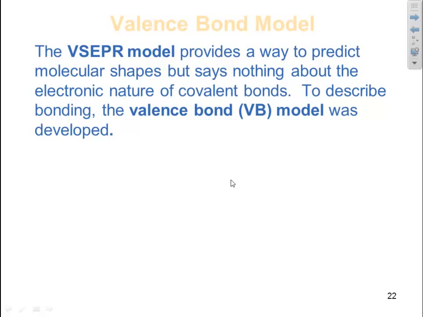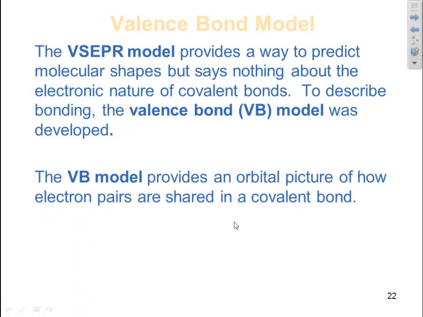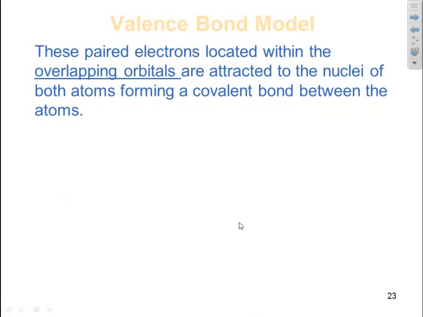To describe bonding, the valence bond theory, or VB model, was developed. The VB model provides an orbital picture of how electron pairs are shared in a covalent bond. A covalent bond results when two atoms approach each other closely enough so that a singly occupied valence orbital on one atom overlaps a singly occupied valence orbital on another atom. These paired electrons located within the overlapping orbitals are attracted to the nuclei of both atoms, forming a covalent bond between the atoms.